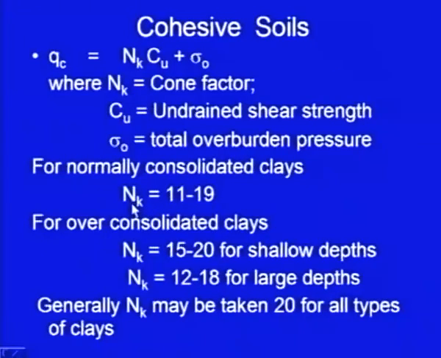The suggested values of Nk for normally consolidated clays may be taken between 11 to 19. For over consolidated clays, Nk has been found to vary between 15 to 20 for shallow depths and between 12 to 18 for large depths. Generally, Nk may be taken as 20. Generally for all types of clays, you can take Nk equal to 20, and roughly then you can get the undrained shear strength.